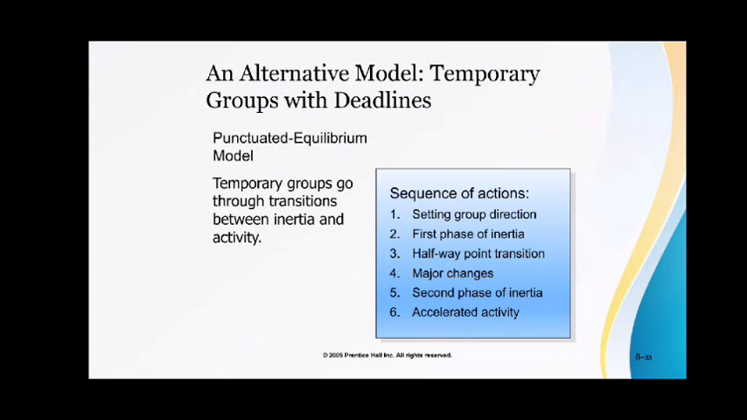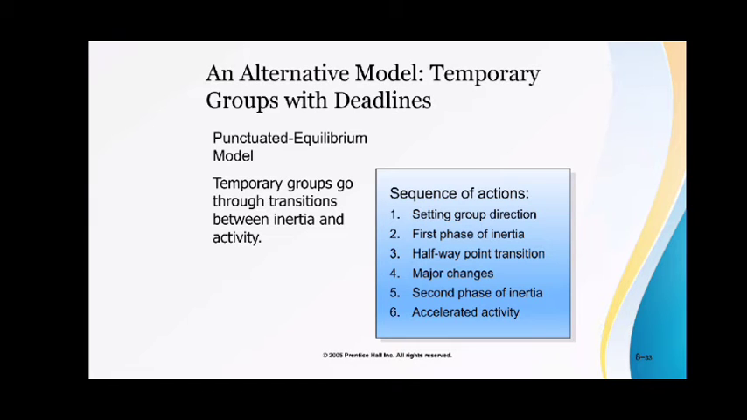Next is an alternative model for temporary groups with deadlines, the punctuated equilibrium model. The punctuated equilibrium model is an alternative model for temporary groups with deadlines. It is for groups that do not follow the 5-stage model. Temporary groups with deadlines don't seem to follow Tuckman's 5-stage model. Studies indicate that they have their own unique sequencing of actions.